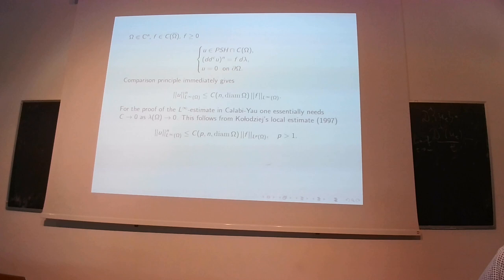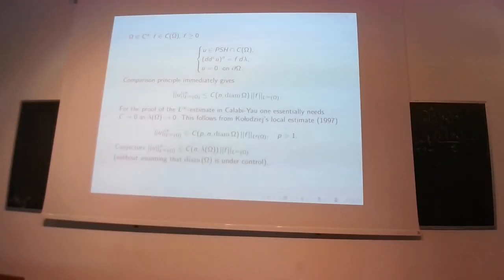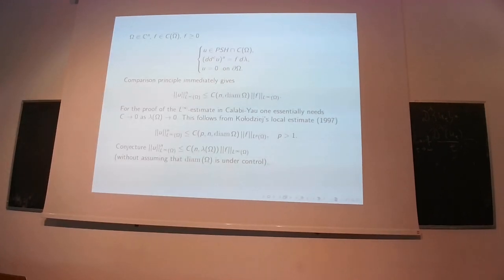So now my first conjecture is that you should have something like that without any control, I mean, without caring about diameter. Well, if U is zero on the boundary, it has to be hyperconvex. But equivalent to U, you can say strongly plurisubharmonic, bounded. It's no difference because by approximation you can get it.